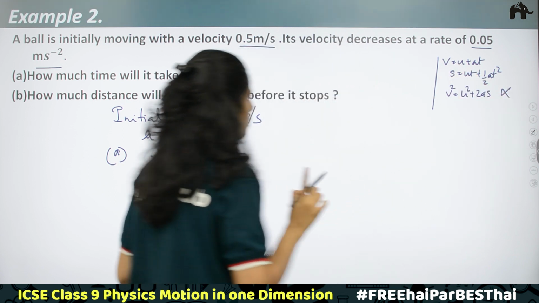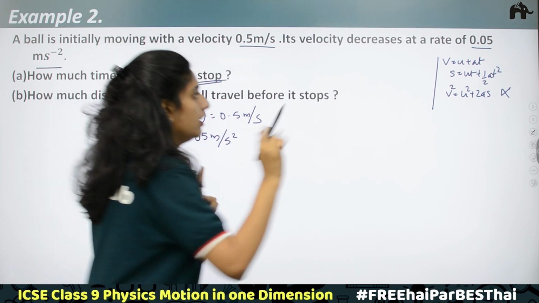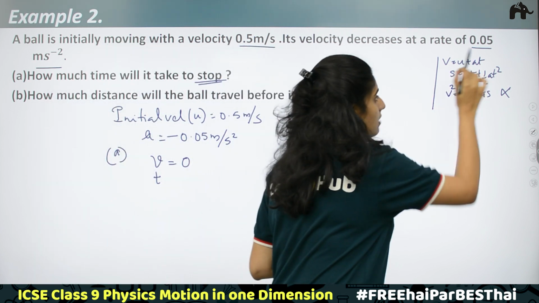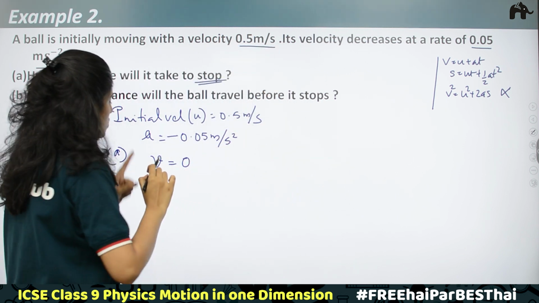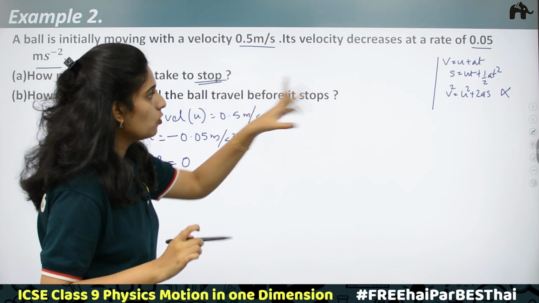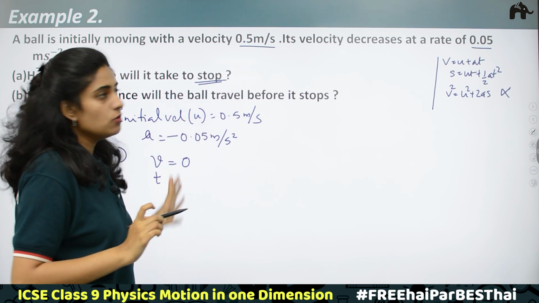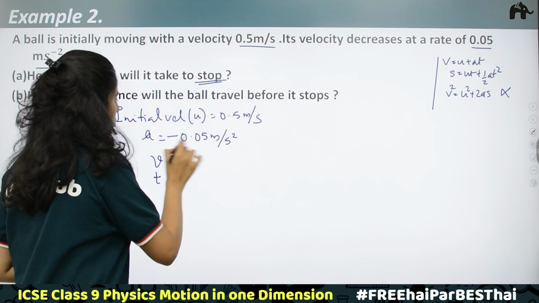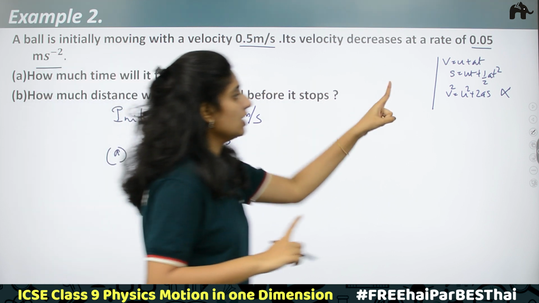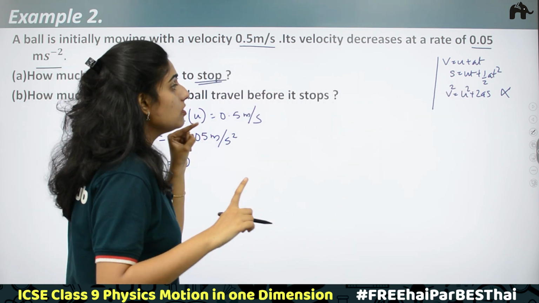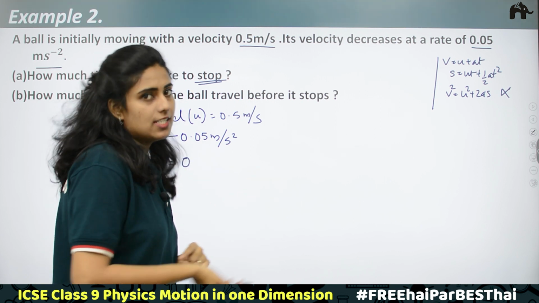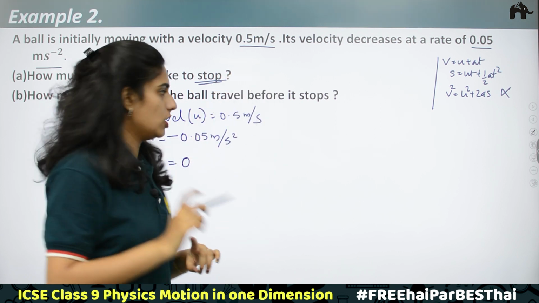Now check what are the quantities given. Only one quantity should be unknown. Here, time we are finding, therefore time should be unknown. In the first equation, we know the value of v, we know the value of u, and the value of a is also known. If you are considering the second equation, then we need s. We don't know what is s. First, we will have to determine s and only then substitute. So, better to use the first equation of motion.